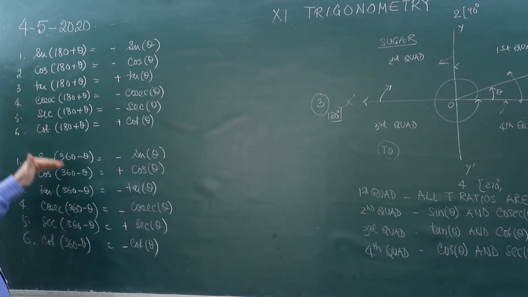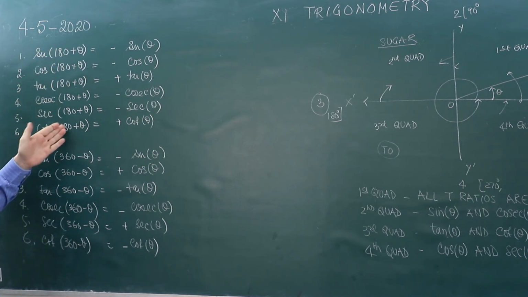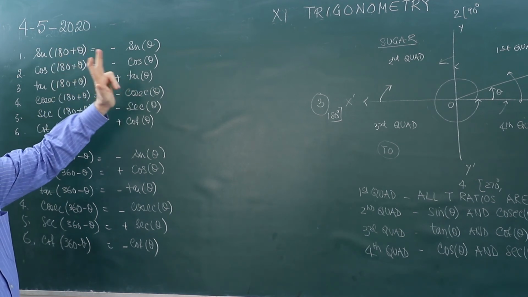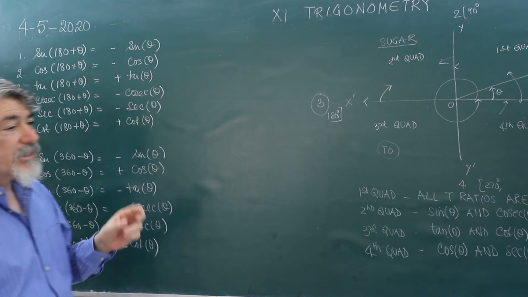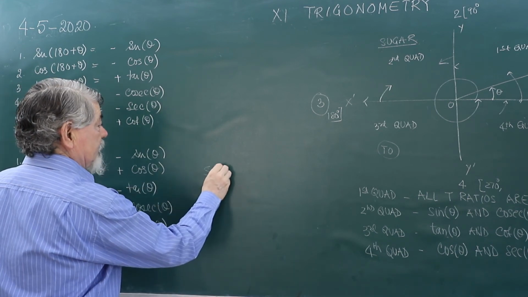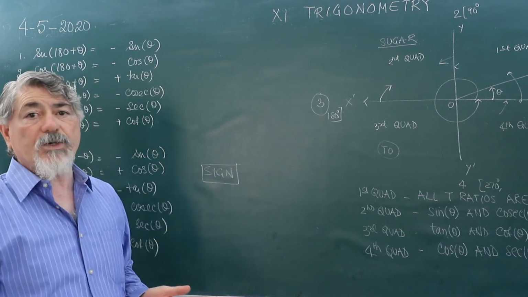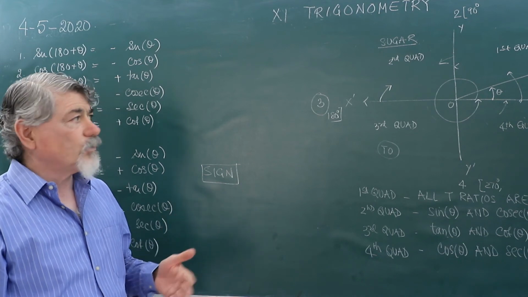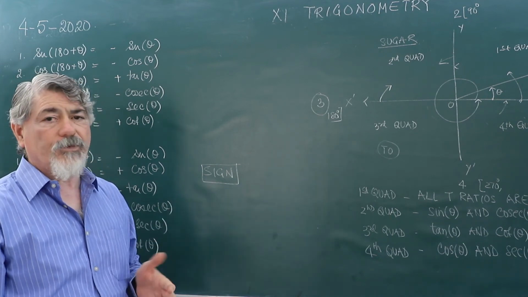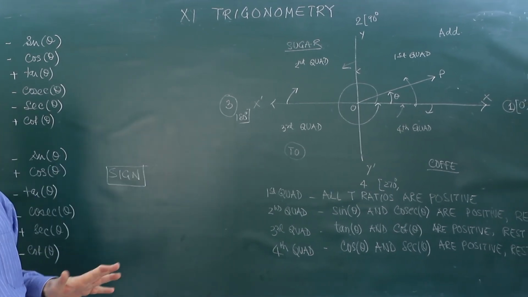So all these angles are multiples of 360 or multiples of 180. Sine remains sine, cos remains cos. Only thing which changes is sign. Sign is SIGN. Sign will depend upon which quadrant the angle is falling in. Either it can go into first quadrant, it can go into second, third or fourth. Nowhere else it can go. And that will follow, add sugar to coffee.